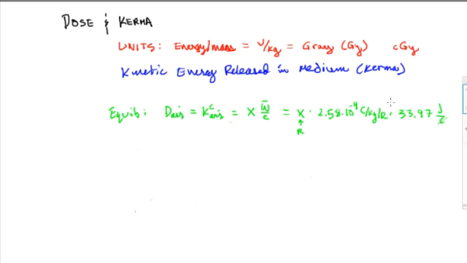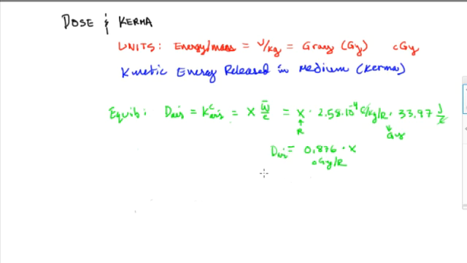And so here you see the coulombs cancel. You're going to end up with joules per kilogram, which is a gray, right? And the Roentgens cancel. And so this is just going to be equal to 0.876 times the exposure in Roentgens. And this would be here centigray per Roentgen. Okay, so that's dose to air.